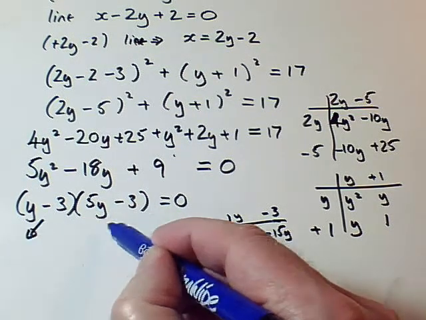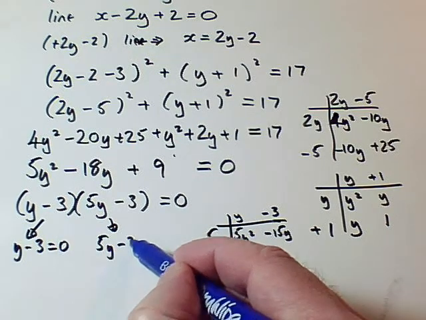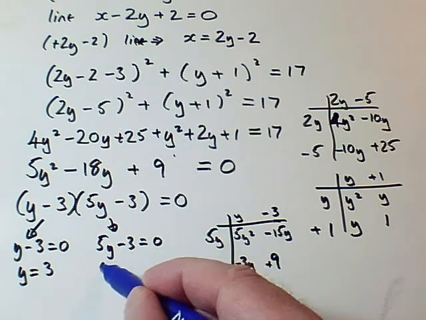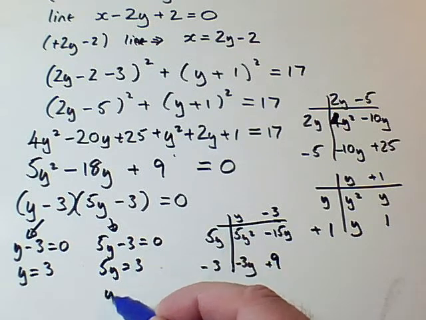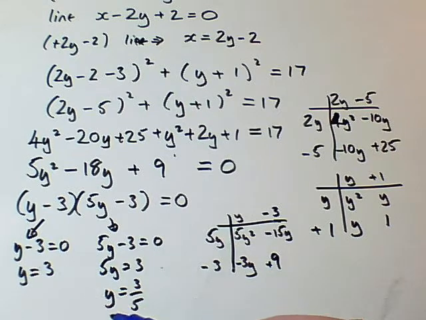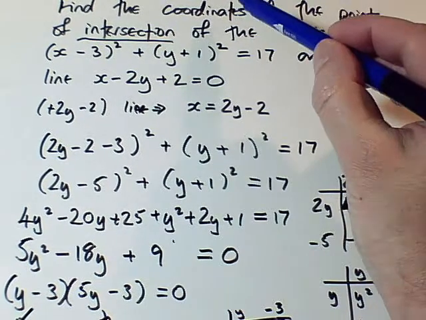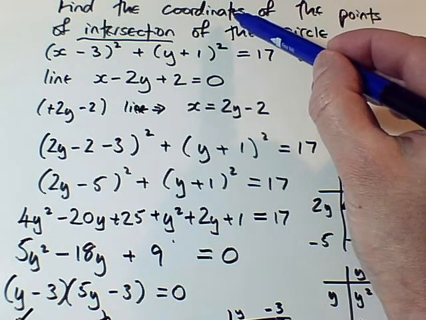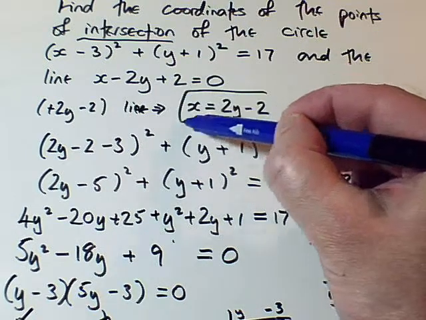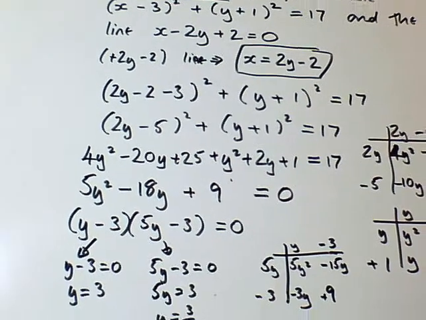So the possibilities are y minus 3 equals 0, 5y minus 3 equals 0. So this one gives me y equals 3, and this one gives me 5y equals 3, so y equals 3 over 5. But I haven't quite finished, because these are the y coordinates. I wanted points of intersection. Okay, so I wanted coordinates. So for every y coordinate there'll also be an x, and the easiest way to find the x's is to use this version of the equation of the line. So x equals 2y minus 2.